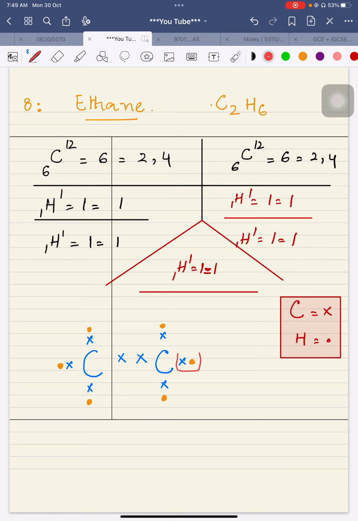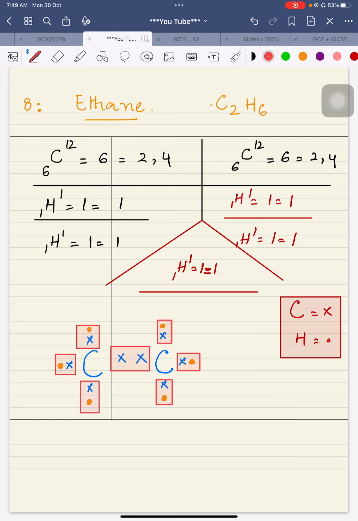And these are the sharing regions. This is sharing region number 1. This is sharing region number 2. This is sharing region number 3. And this is sharing region number 4. This is sharing region number 5. This is sharing region number 6. And this is sharing region number 7.